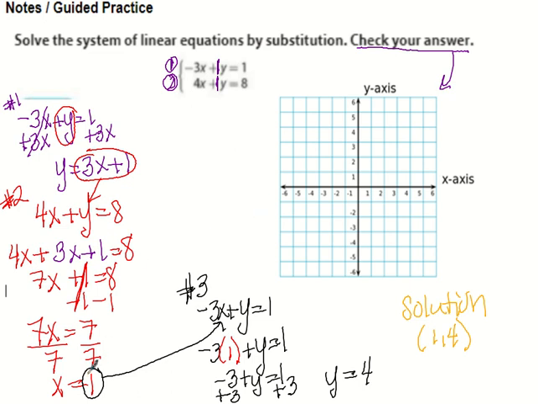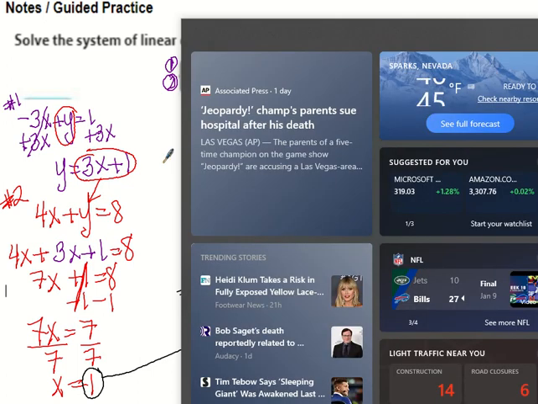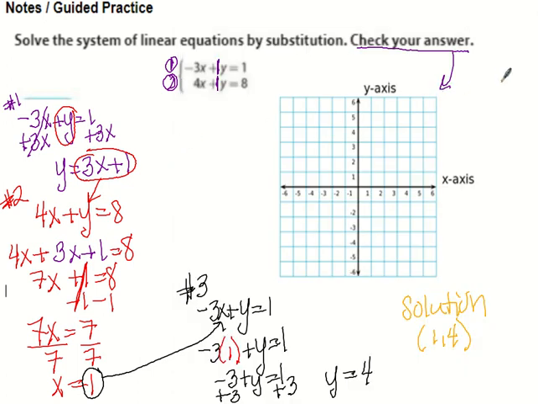Because that's my x and that's my y. Whoa! There we go. I don't even know how I did that. All right, so what we're going to do is use the graph to check it. So my solution is at 1, 4. This is where I want my graphs to cross.